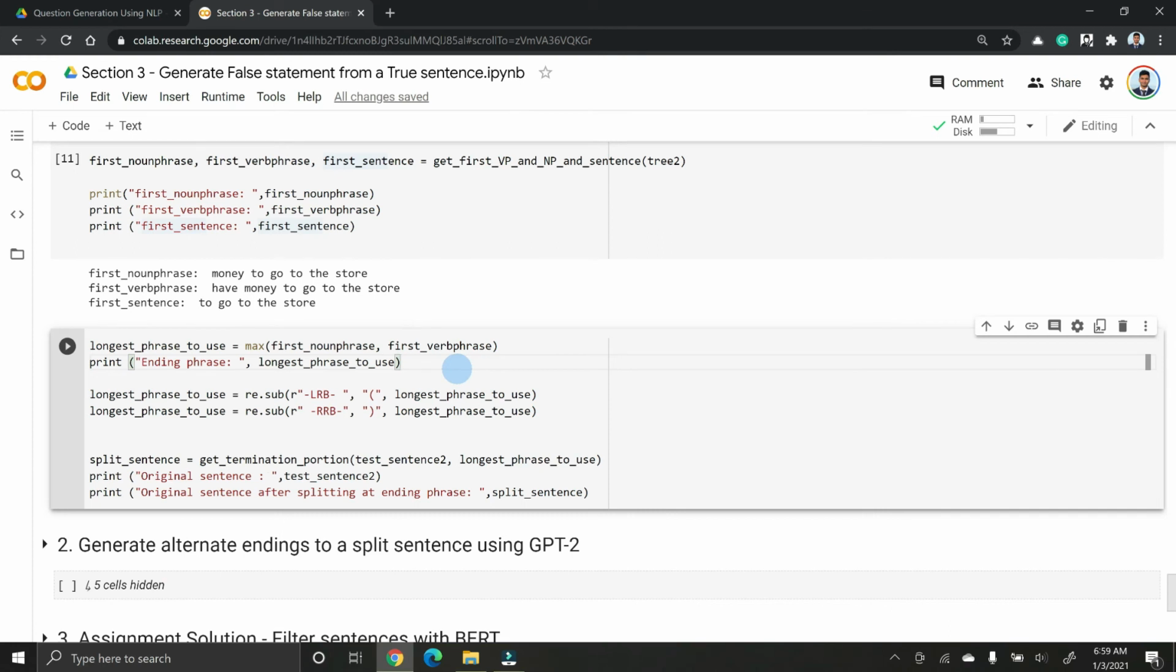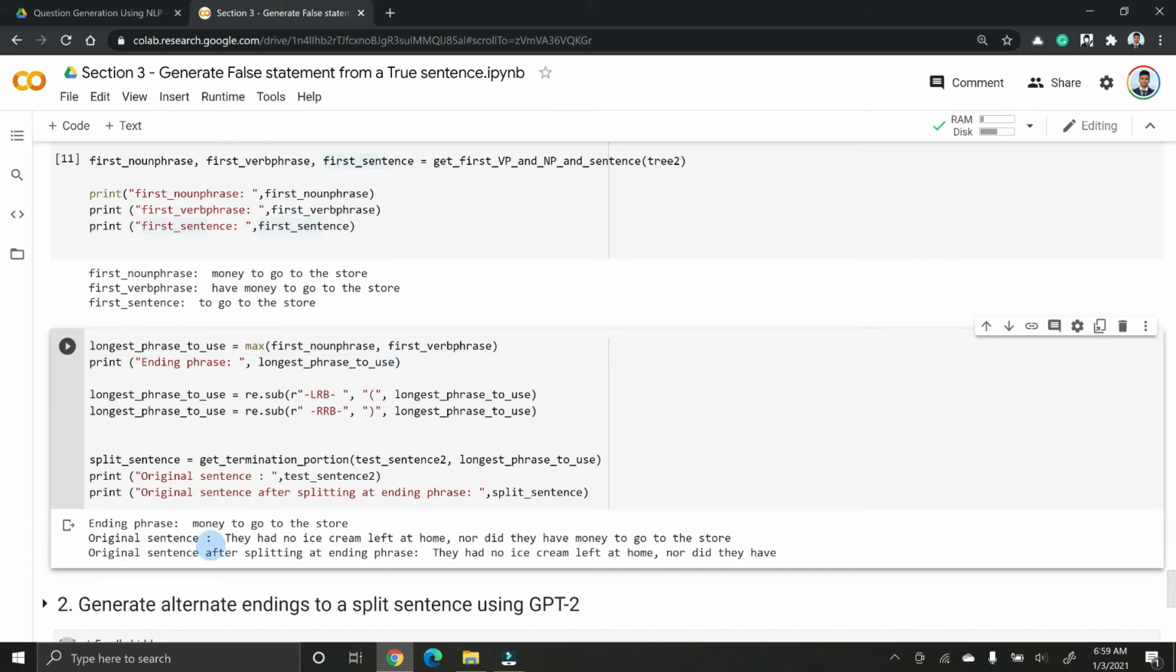Now again we are going to use the previous function where we want to get the biggest phrase among this, which is the verb phrase here, and then remove that from the original sentence and get the split sentence. As you can see, the original sentence is this. We split it at the end and removed money to go to the store, and we get back this. Now you can give this partial sentence to our GPT-2 algorithm and generate alternate sentences that have different verb phrases and noun phrases. We'll see that in the next section.